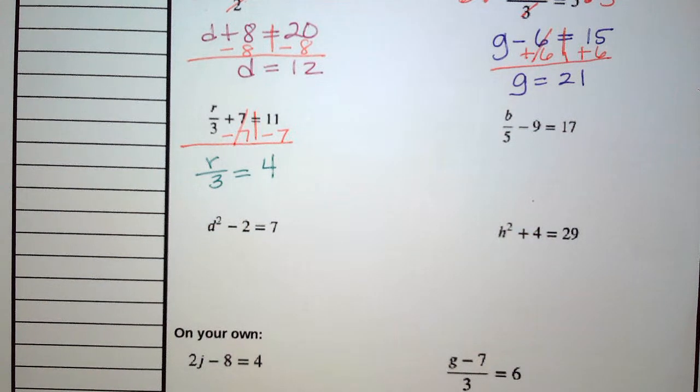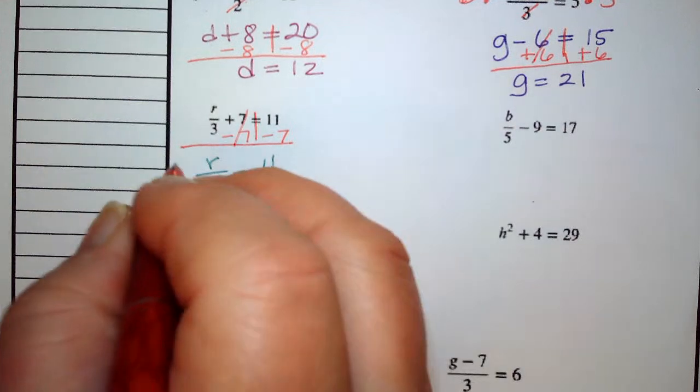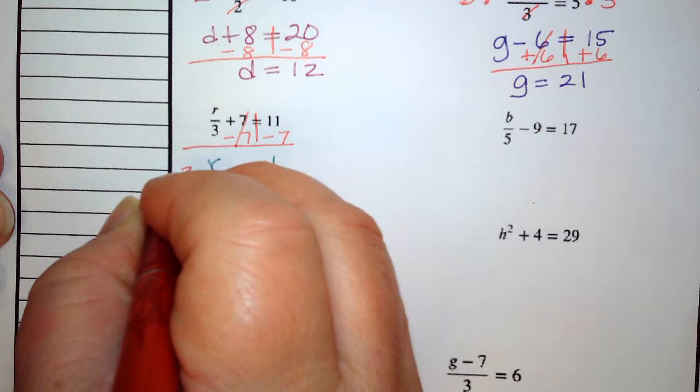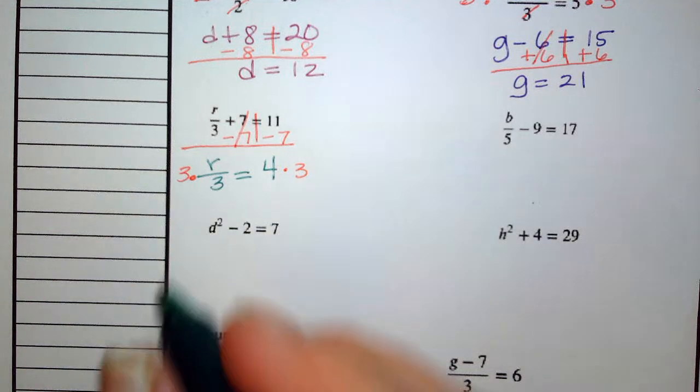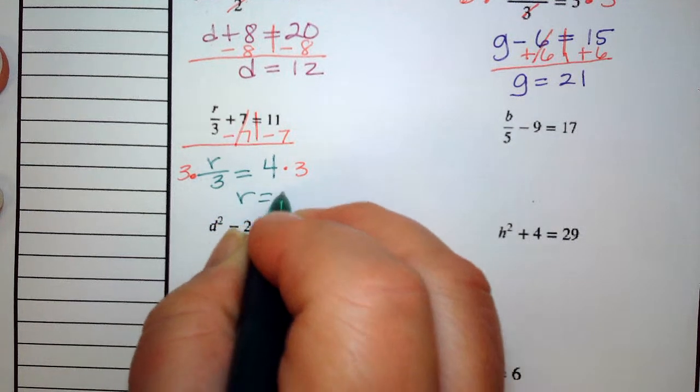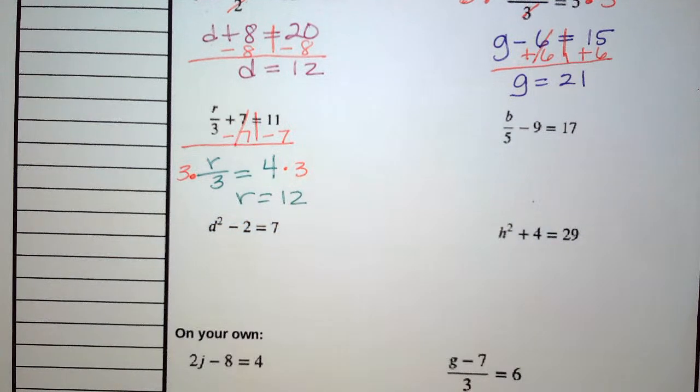Okay, I've divided by 3. What's the opposite? Multiplying by 3. R is equal to 12. Twelve divided by 3 is 4. 4 plus 7 is 11. I have the correct answer. Pause the video and start the next one if you can.